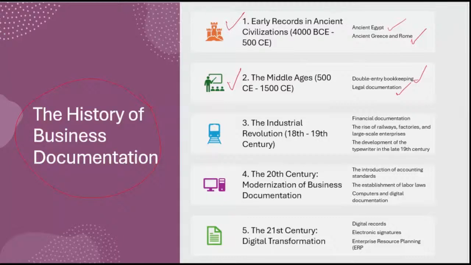3. The Industrial Revolution, 18th to 19th century. The Industrial Revolution dramatically changed the way businesses operated, leading to the formalization of many documentation processes. Financial documentation became more sophisticated with the establishment of corporations and joint stock companies. Businesses were required to produce more comprehensive financial statements and annual reports to attract investors and comply with new regulations.